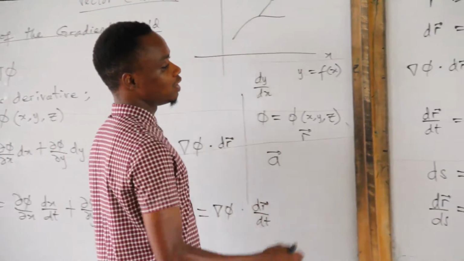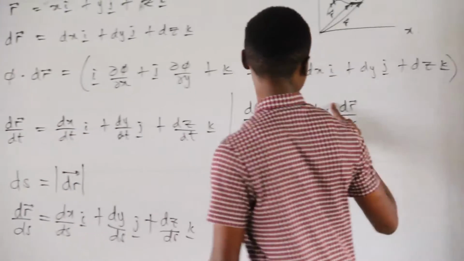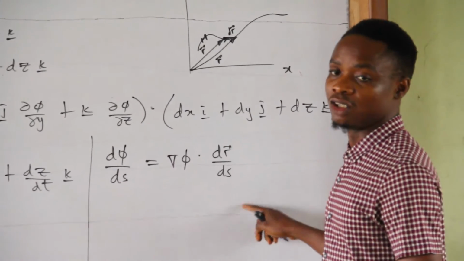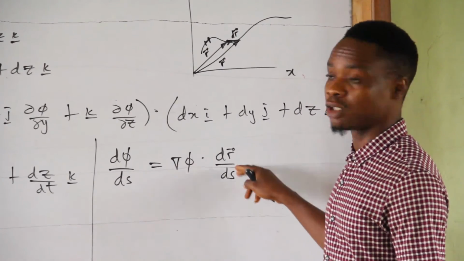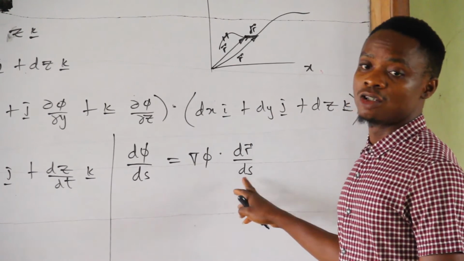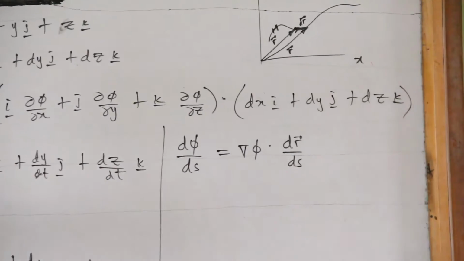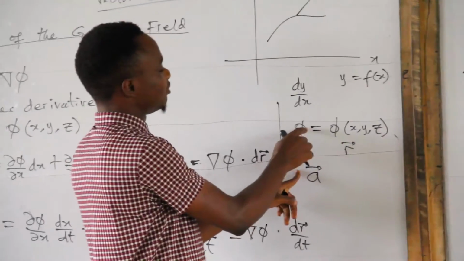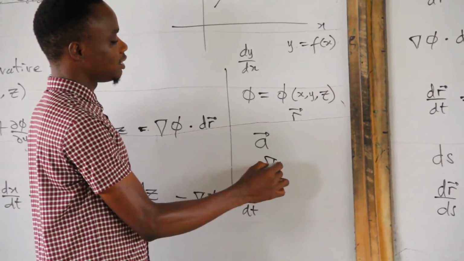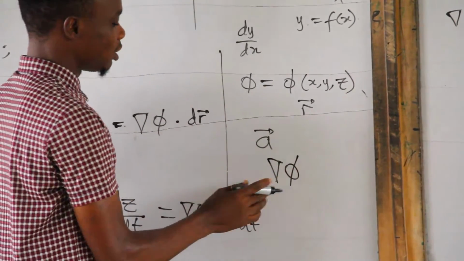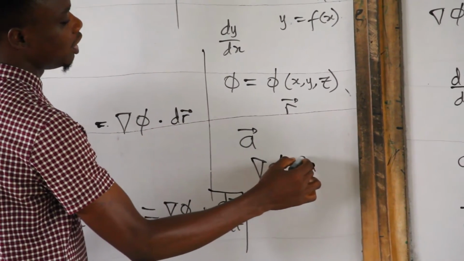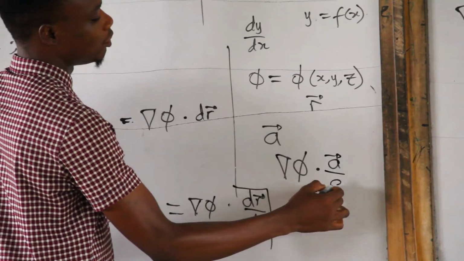So what am I going to do at the end of the day? One thing you should notice here is that what you have here is the same thing as the unit vector in the direction of r. Is it clear? Because you have the differential vector over its modulus. That means generally, if I want to get the derivative of this in the direction of the vector a, I can just get this as nabla phi dot a over the modulus of a.